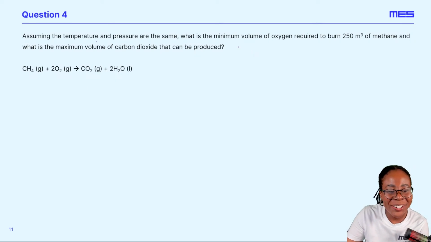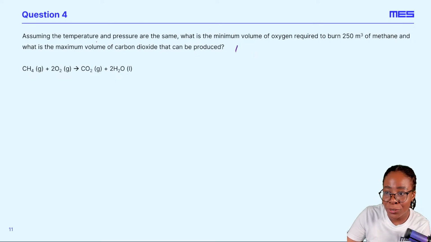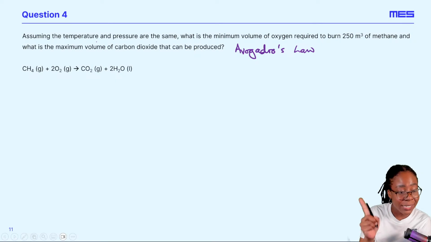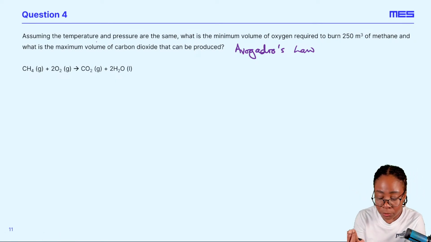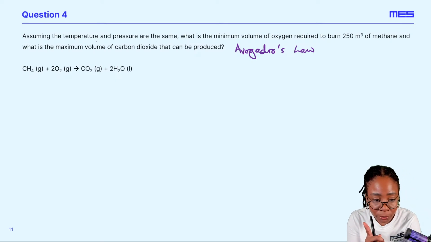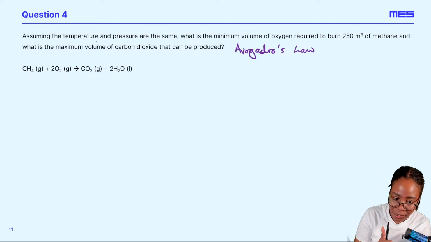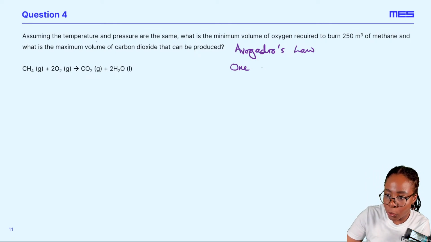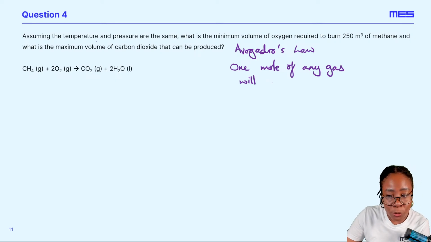Well, the reason this question is so straightforward is because we can just use Avogadro's law, and we don't need to know this law off by heart, right? We don't need to be able to quote it, but what it essentially tells us is, similar to what we were saying before, as long as the temperature and the pressure are the same, right? 1 mole of any gas will occupy the same volume. So it doesn't matter what the identity of the gas is. We can just relate the volumes almost as if we're relating the moles.